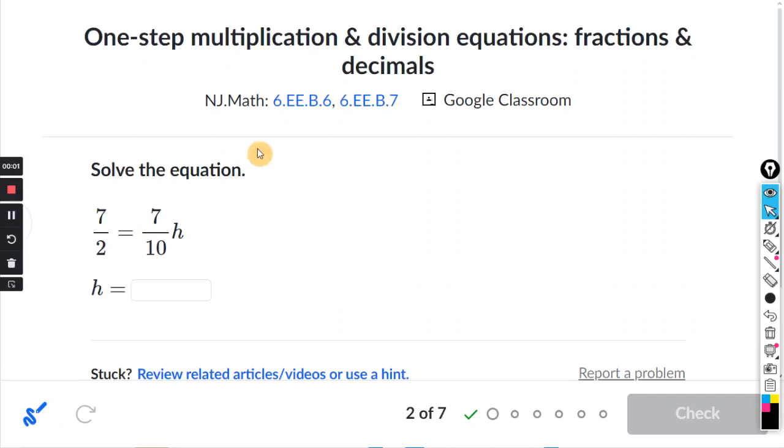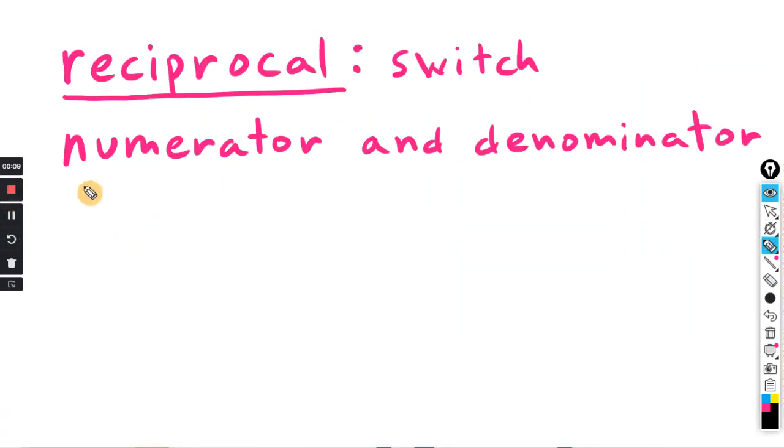This will be for the Khan exercise, one-step multiplication and division equations, fractions and decimals. All right, so the definition of a reciprocal, that is when you switch the numerator and the denominator.